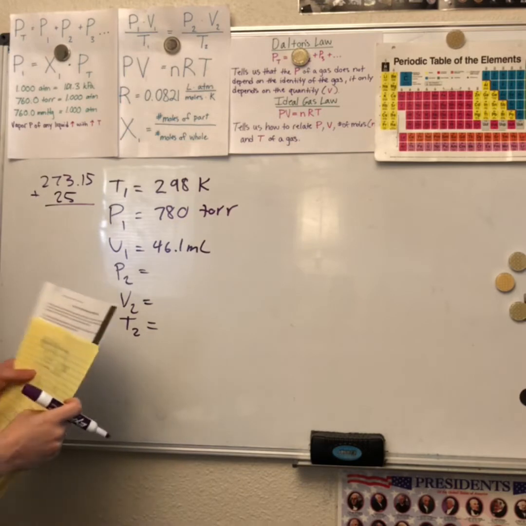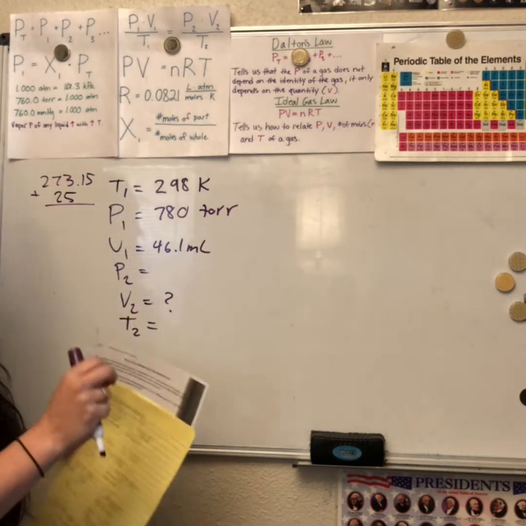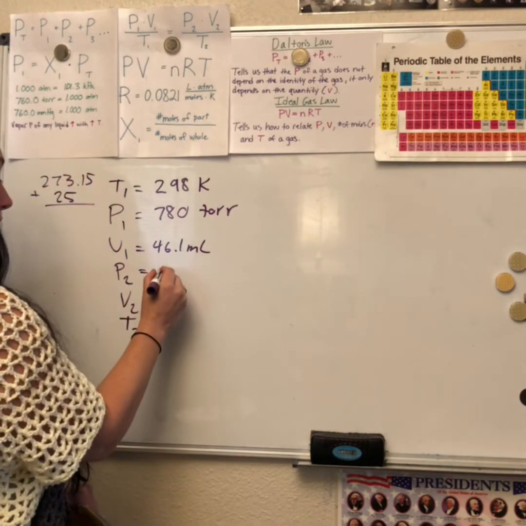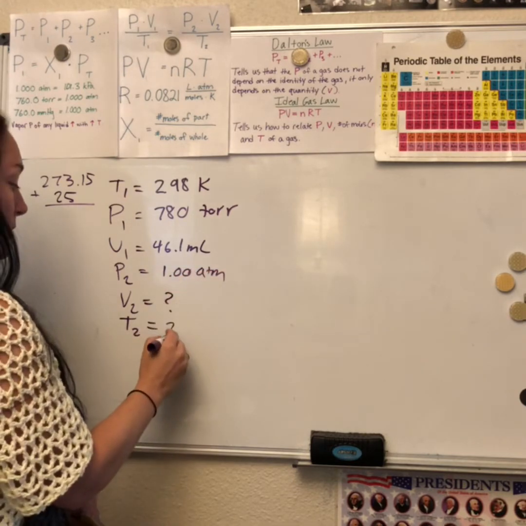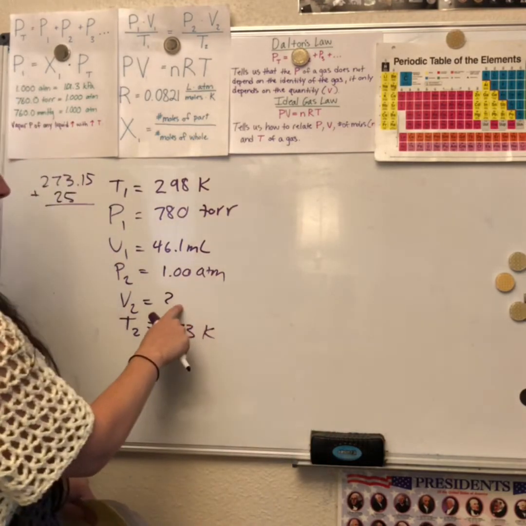They said, what will be the volume, this is what I'm searching for, of the methane at STP. Remember, standard temperature and pressure. Our pressure is going to be 1 atmosphere, and our temperature is going to be 273 Kelvin. Those are our STP, okay? So I'm going to be solving for this.